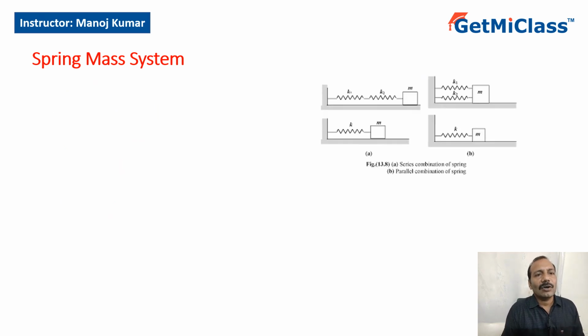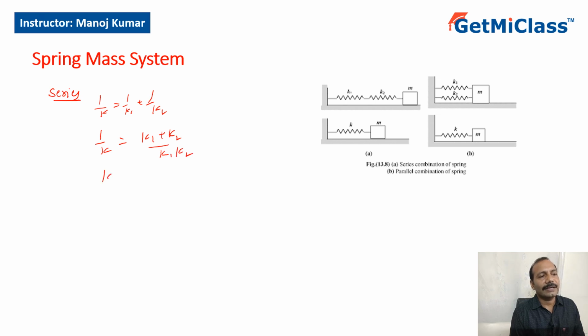Now let's look at various combinations of springs. Here I have K1, K2. This is a series combination. If K is the effective spring constant, in series we have 1/K = 1/K1 + 1/K2. So I can write 1/K = (K1 + K2)/(K1K2), or K = K1K2/(K1 + K2). This is the effective spring constant. So the time period in case of series combination would be 2π√(m/(K1K2/(K1 + K2))).